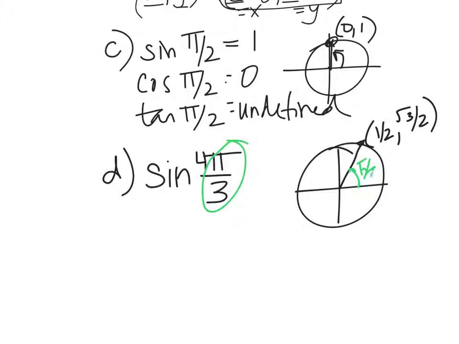Can you zoom out? Oh, yeah, I'm sorry. There you go. So the reference angle is pi over 3. Huh? I didn't zoom out? You zoomed out a lot. Oh, too much. Okay. There we go.